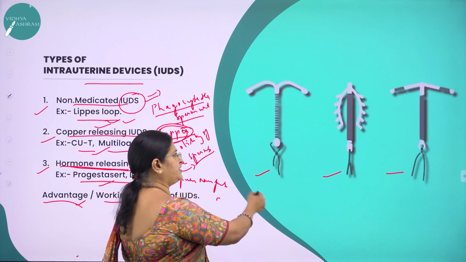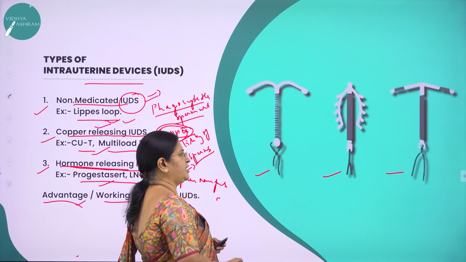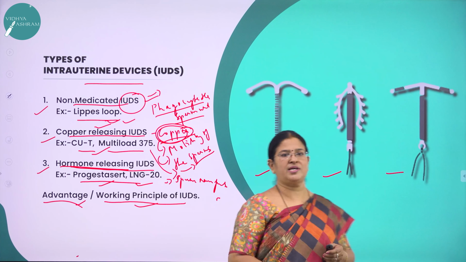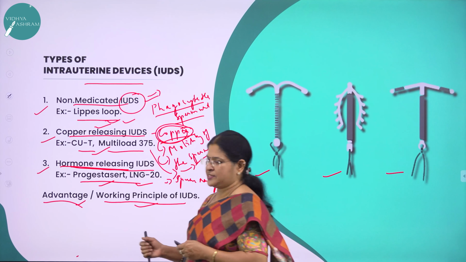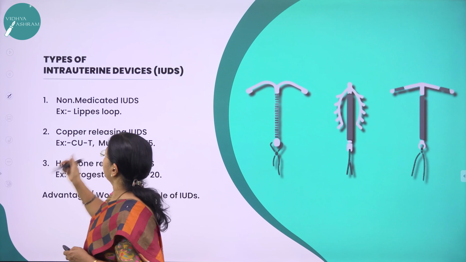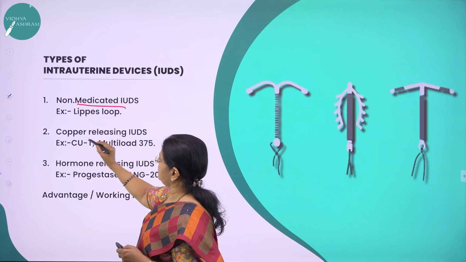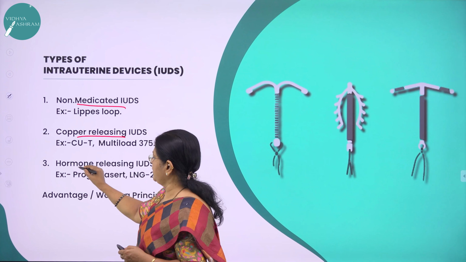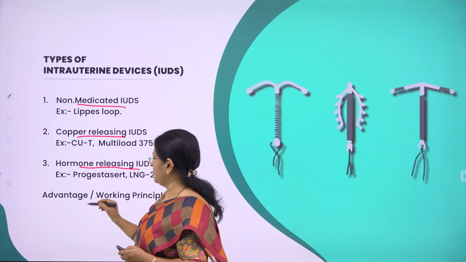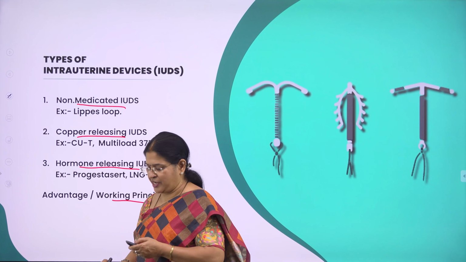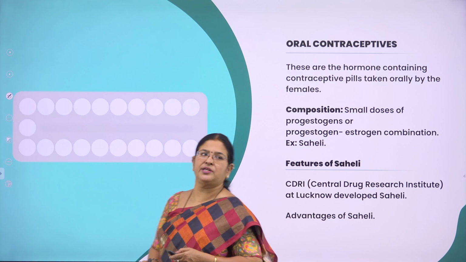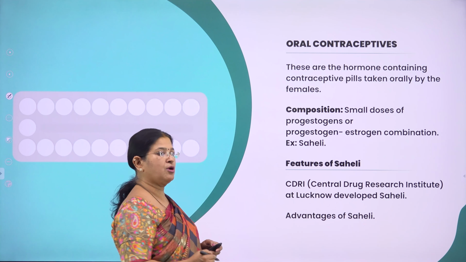So, these are the different types of intrauterine devices which are used as contraceptive methods. Hope you have understood the types of intrauterine devices, that is non-medicated, copper releasing IUDs, hormone releasing IUDs, and the advantage of the working principle of IUDs. Moving on to the next type called oral contraceptives.